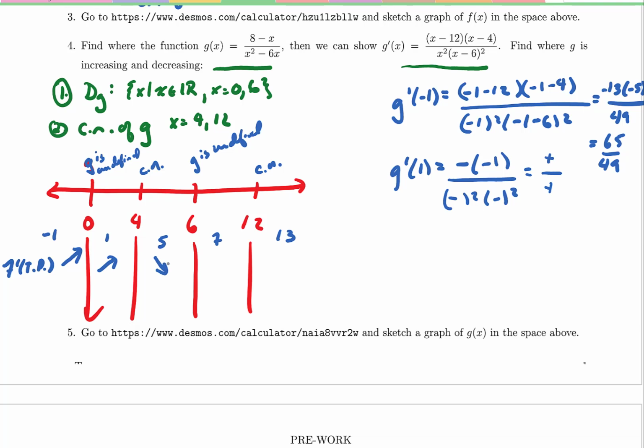Okay. Likewise, if we plug in 7, everything in the denominator is positive. This factor is positive, but this factor is negative, and so that makes everything decreasing. But if I plug in 13, this factor is positive, this factor is positive, everything is positive, so we're increasing.